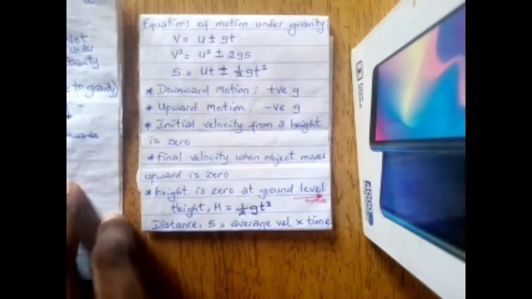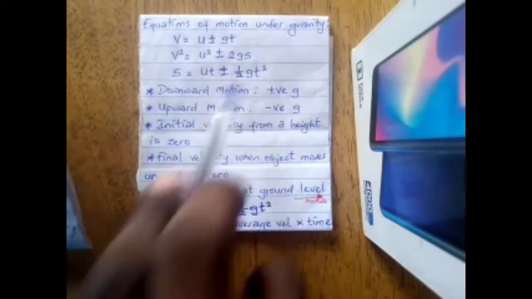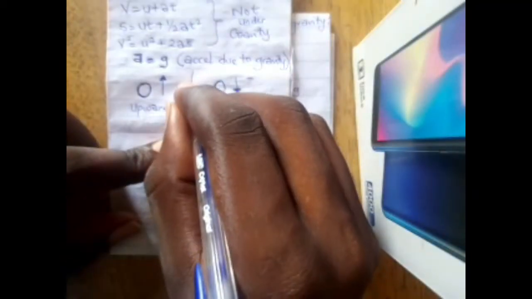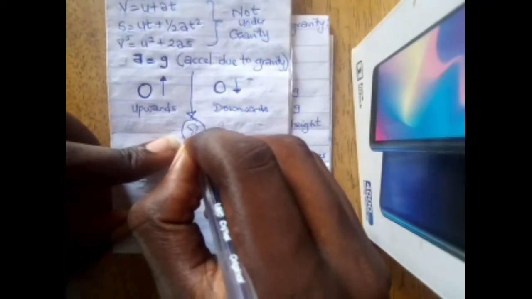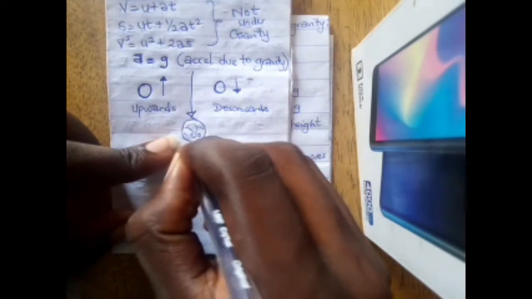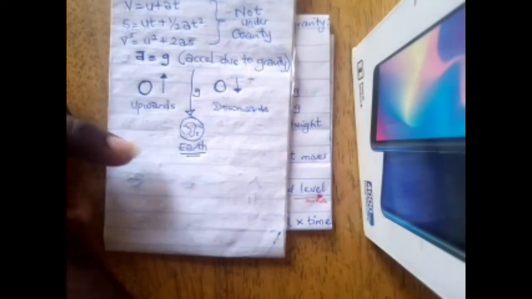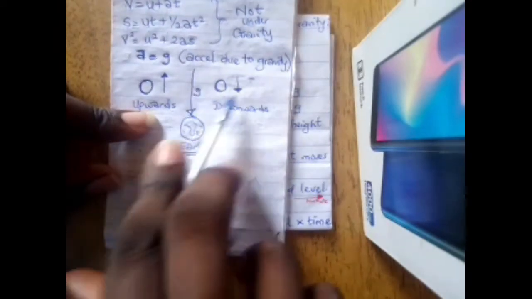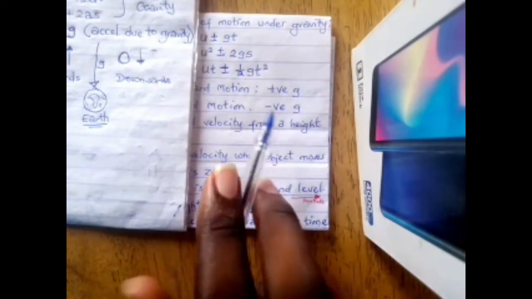So for downward motion, the acceleration due to gravity is positive, because acceleration due to gravity acts on every object on the surface of the earth. So if any motion is occurring in the direction of acceleration due to gravity, which is downward motion, the acceleration due to gravity is always positive g.